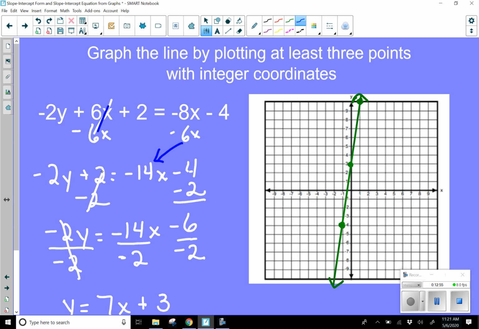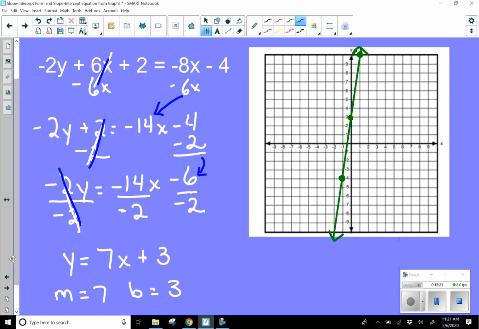I'm going to move my 2 on the left next. It's a +2, so we're going to subtract 2 on both sides. That's going to cancel. What we do on one side, we have to do to the other. And that's going to leave me with -2y equals -14x. -4 and -2 gives me -6. To get y by itself, I'm going to divide each term by -2. We're going to cancel there. And then I'm going to divide both terms on the right by -2, which leaves us with a final equation in slope-intercept form of y equals 7x plus 3.